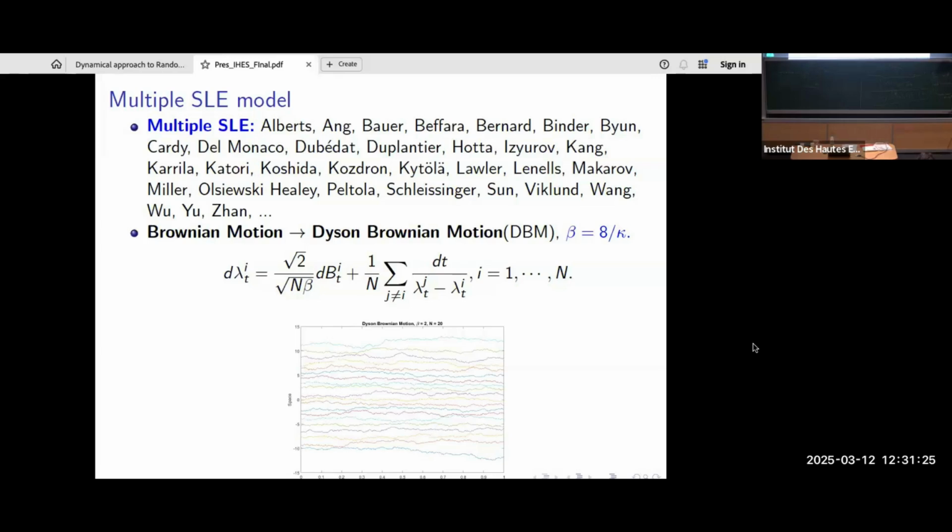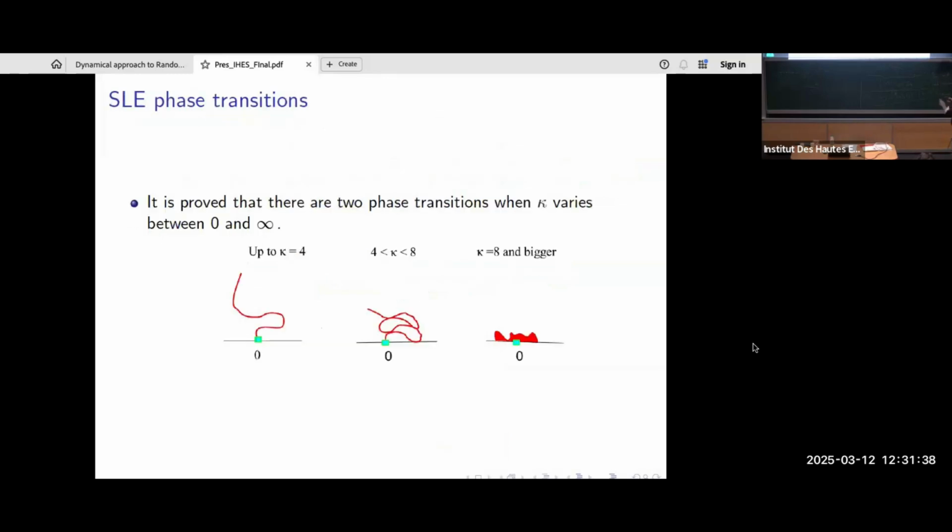So it's easier for me to tell you about this. One interesting thing to notice before I move on is that you will see something interesting now. Kappa 4 and 8 were the critical parameters in the SLE picture. I remind you this: at 4, the curve starts to change statistically, from simple to having double points, and at 8, from double points to space filling.